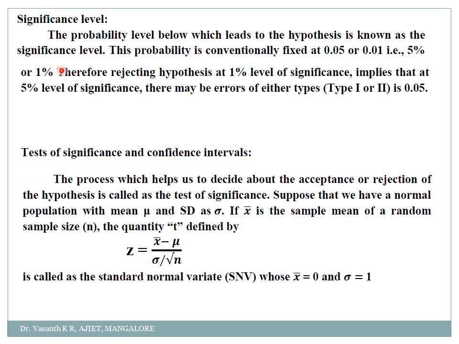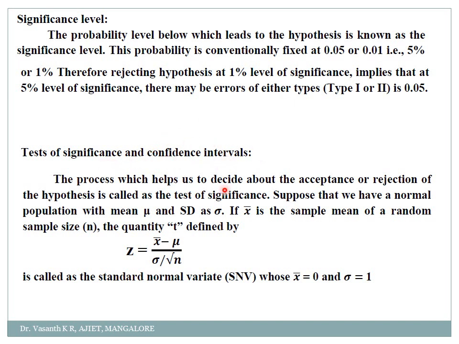Okay, when we test, we will be having a certain level of significance, that is 5% level of significance or 1% level of significance. Therefore, rejecting the hypothesis at 1% level of significance implies that even at 5% level of significance, there may be errors of either type, either type 1 or type 2. Means their error may be 0.05.